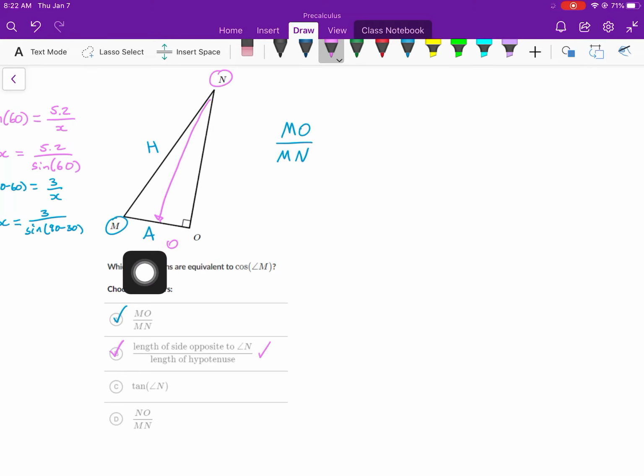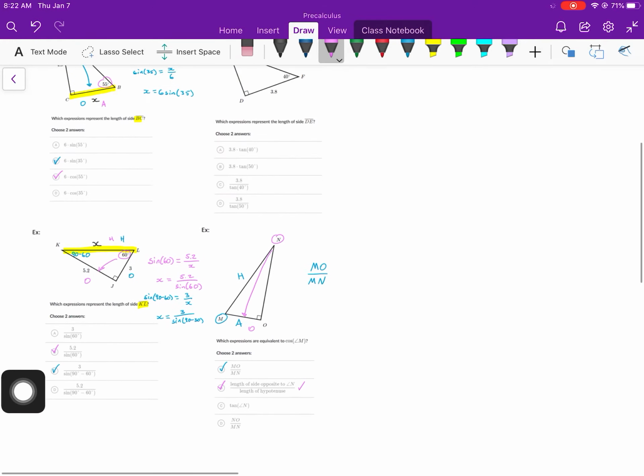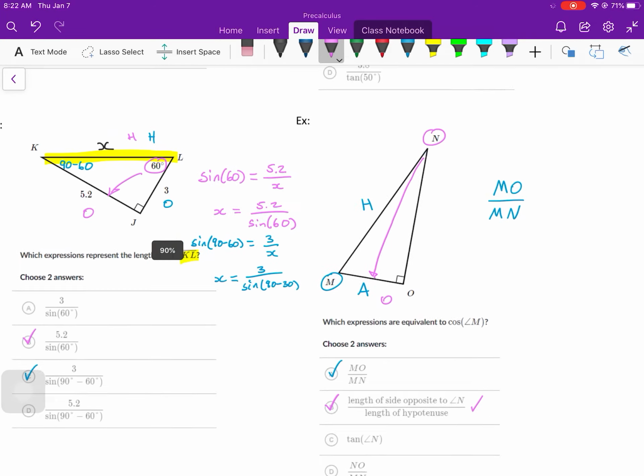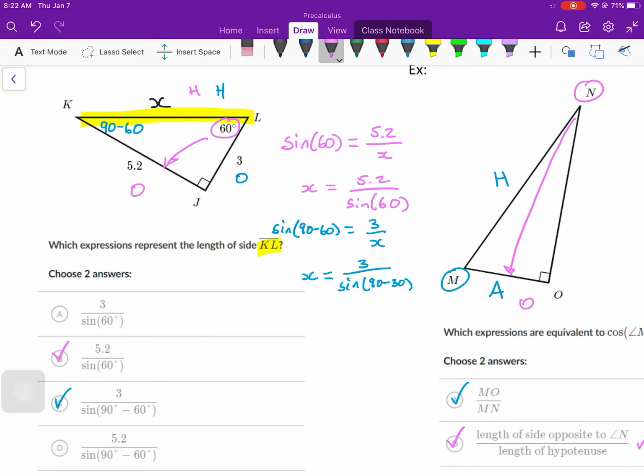Tangent of N would be opposite over adjacent. That would be using this side. And then NO over MN. NO, we were also not using that side, so that's not good. Good thing I looked at that one, because that was a little bit different, but still the same idea. That's a really good problem, that one there.